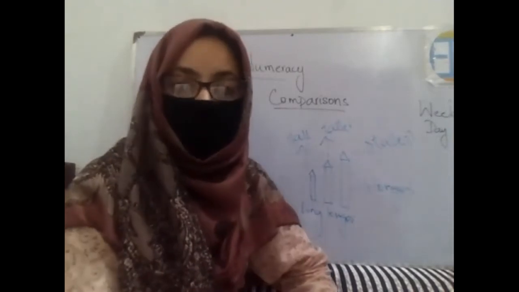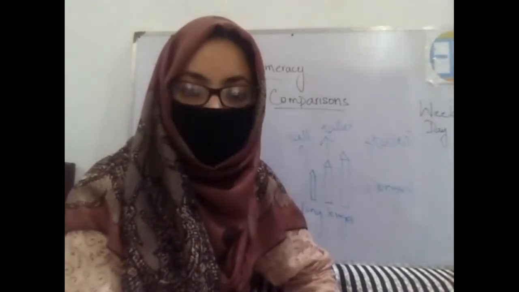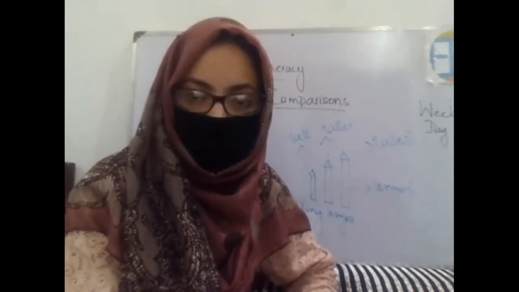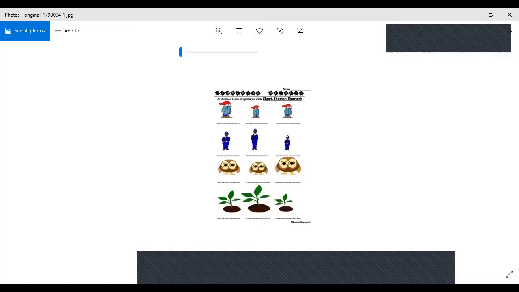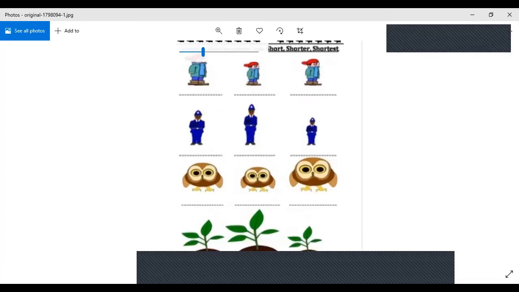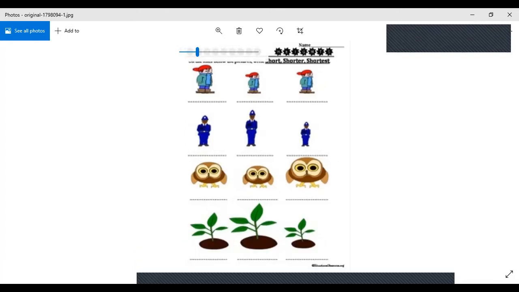Right? Now, I'm going to share the screen with you. I'll be showing you some pictures, and we will discuss all of these one by one. Okay? So, let's discuss this first one. Okay, over here in this picture, there are three things, and you are supposed to organize them as short, shorter, and shortest. Got it?